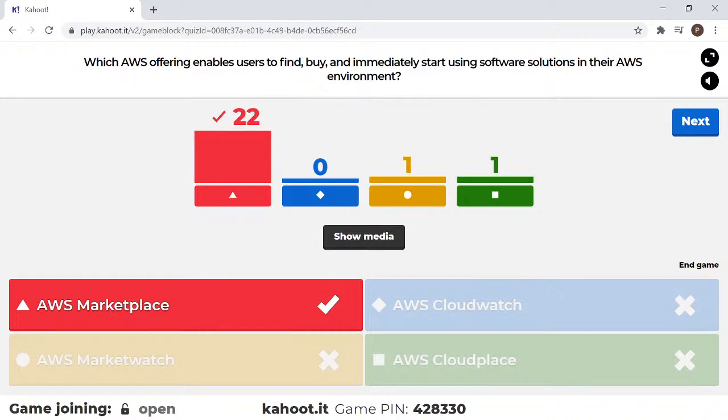Great. Again, almost everyone got it right. AWS Marketplace is the right answer. AWS CloudWatch is a monitoring and observability service, and there is no service like AWS MarketWatch or AWS CloudBase.